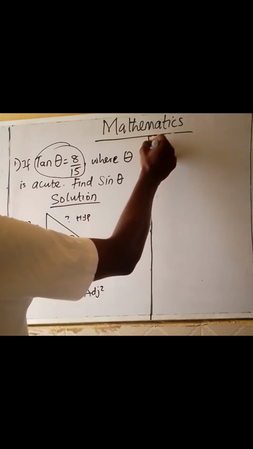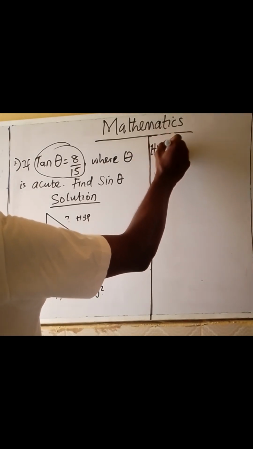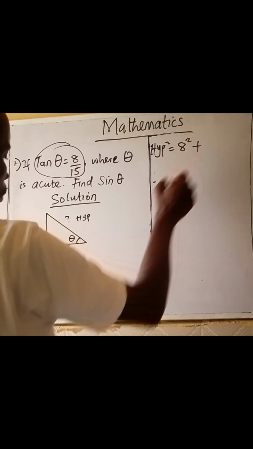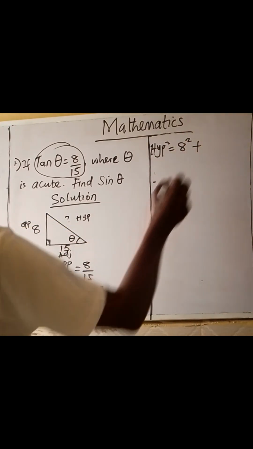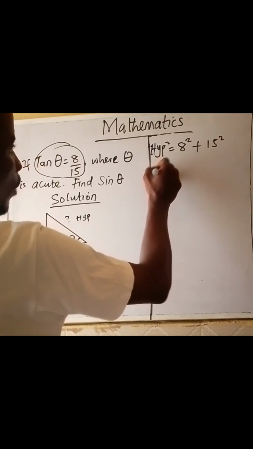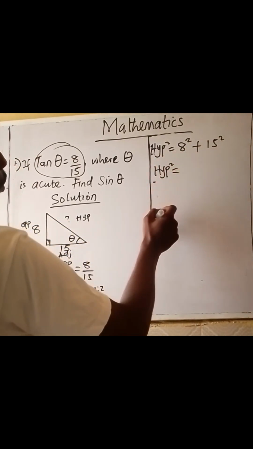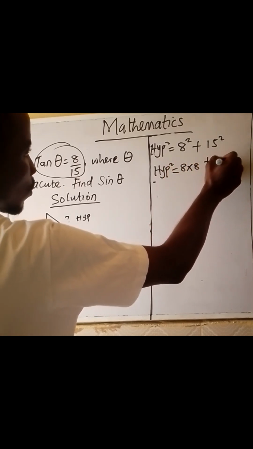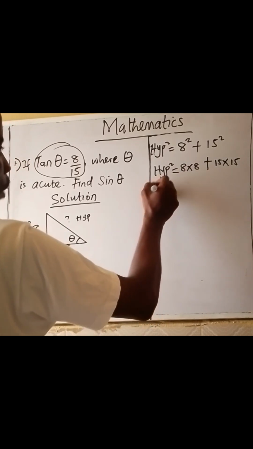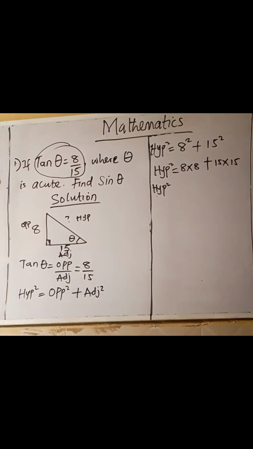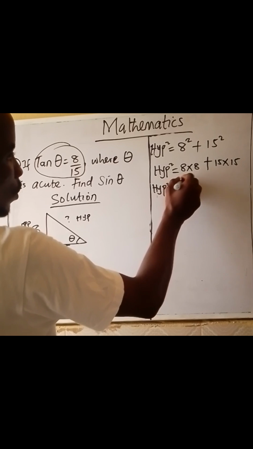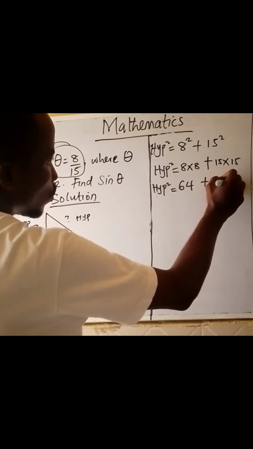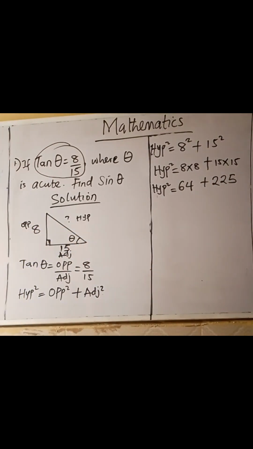Now applying this, my hypotenuse squared is equal to the opposite, where theta is facing, which is 8 squared, plus the adjacent, which is the down part, 15 squared. 8 squared means 8 multiplied by 8, then 15 squared means 15 multiplied by 15. 8 times 8 is 64, plus 15 times 15 is 225.